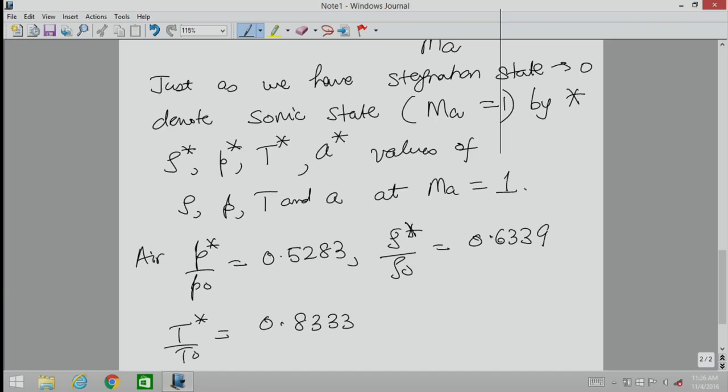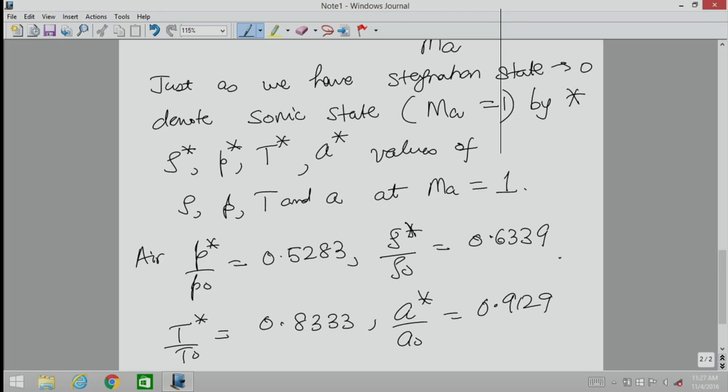Okay, so now, next thing, what do we do? In fact I can add one more number here, A star upon A0. So now one thing you realize is that if you have to use these relations, there are two ways in which you can use them.